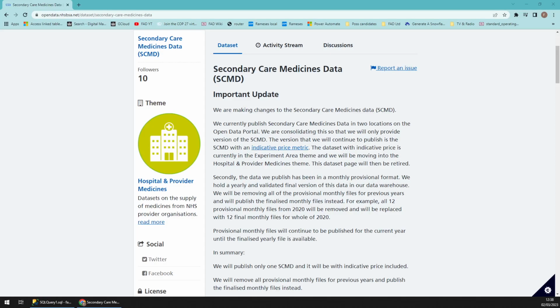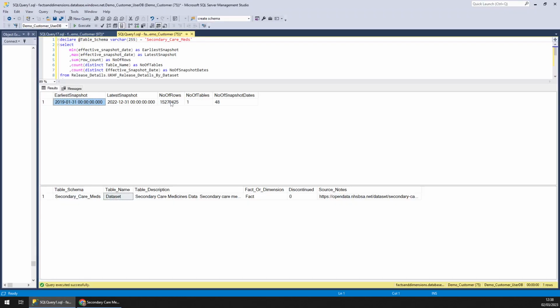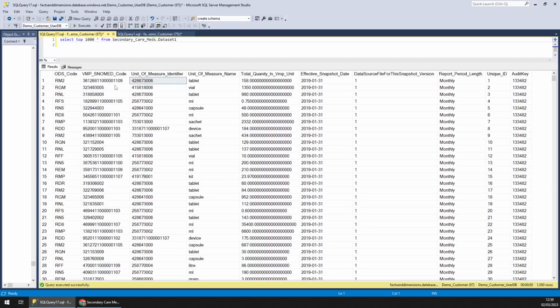This one is secondary care medicines data. It's just the one table. There's 15 million rows of data, so it is pretty detailed. Data going back to January 2019. You can see the data here, so it's quite granular. You've got the VMP SNOMED Code, unit of measure identifier, and the unit of measure name, and the quantity.